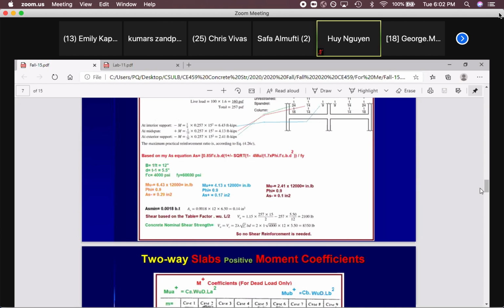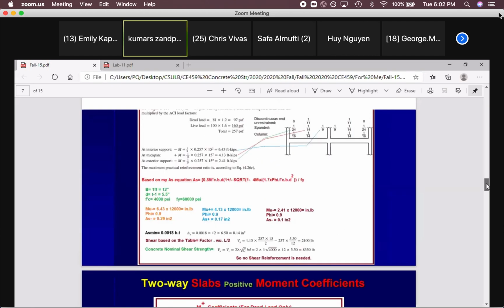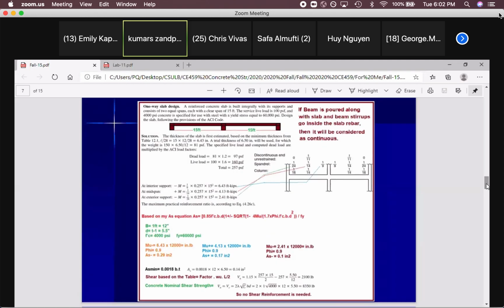As you can see, this is the design of one-way slab. Just read this, find the moment, then the rest is like a beam. That's it. You don't need to actually do anything extra. Just continue based on the beam for the rest.